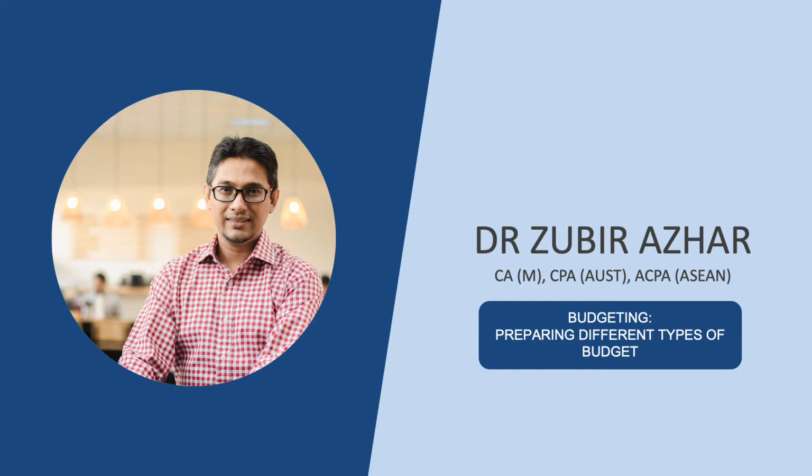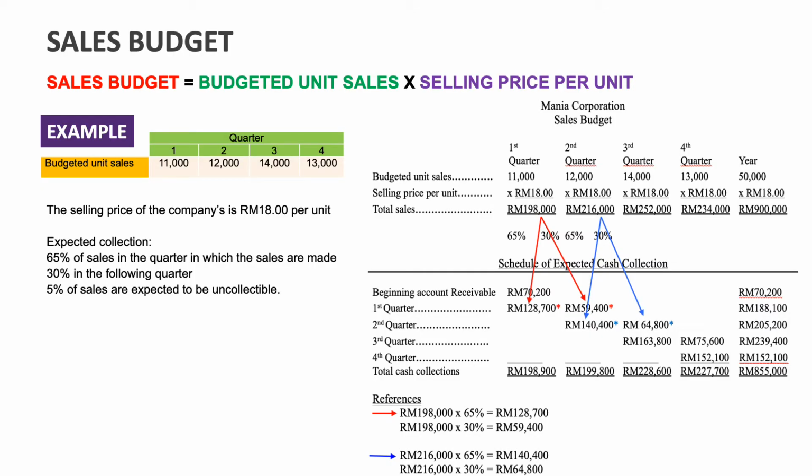In order for you to prepare these three master budget components, you need to have the details of the components of the master budget. The first component that we have for the master budget would be the sales budget. The sales budget is basically calculated by taking the budgeted unit sales and multiplying by the selling price per unit.